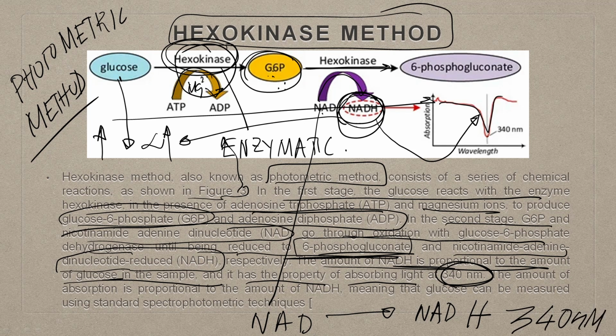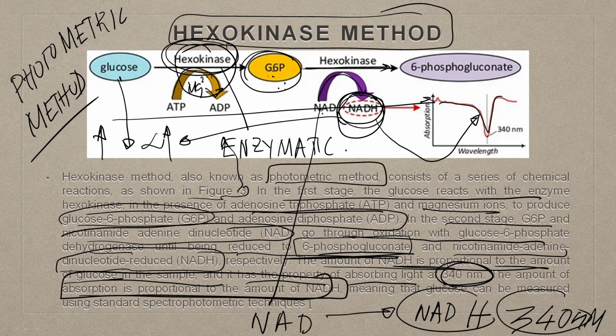This is the critical point. The amount of absorption is proportional to the amount of NADH, meaning that glucose can be measured using a standard spectrophotometric technique. So, this is the other very popular method, the hexokinase method, which is now an addition in your repertoire of technologies which have been used for glucose monitoring.